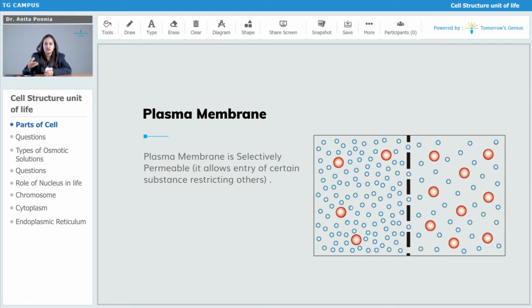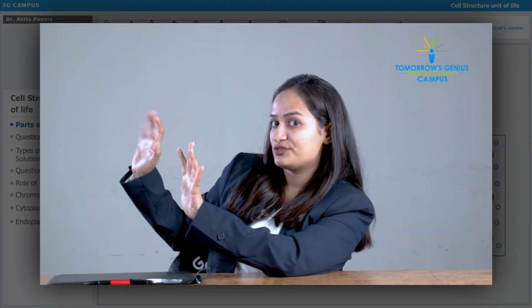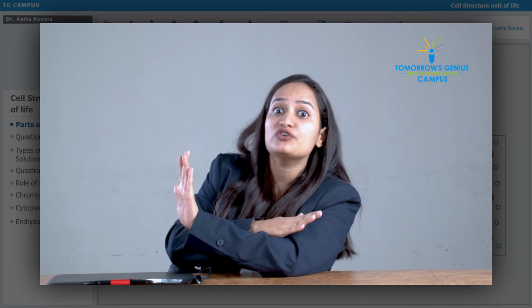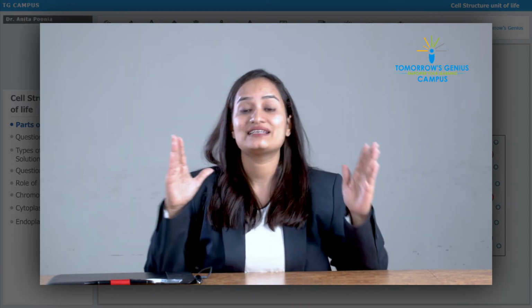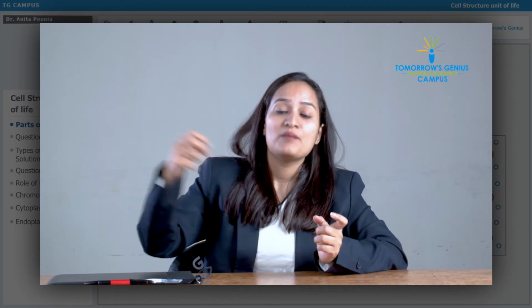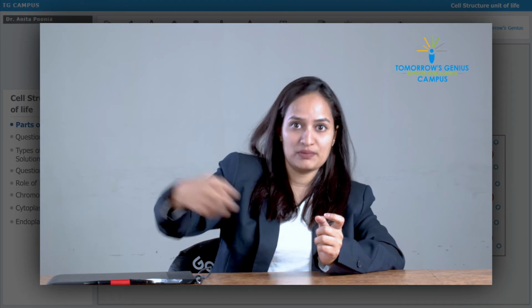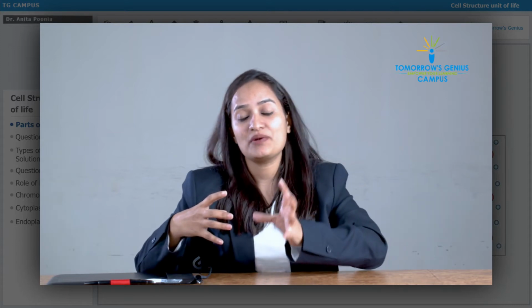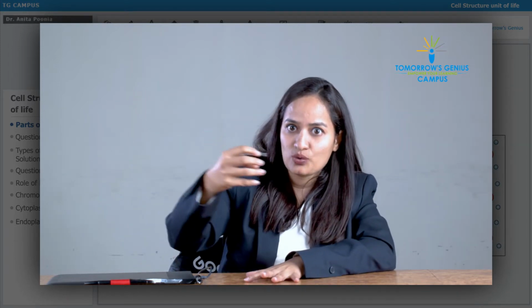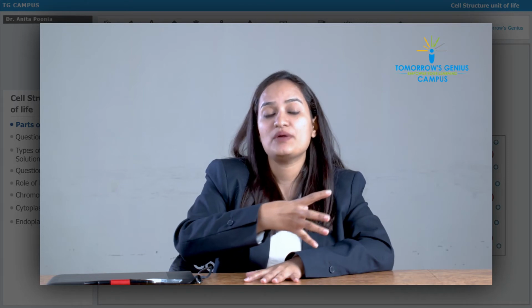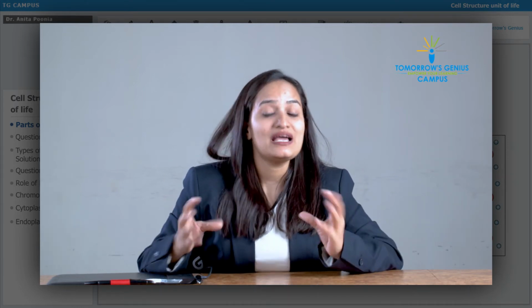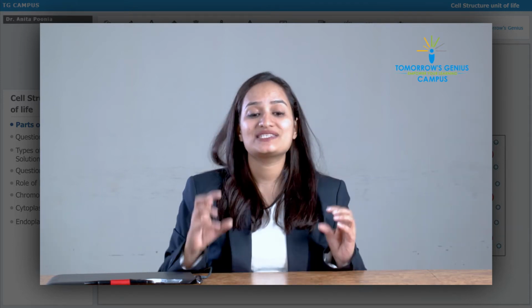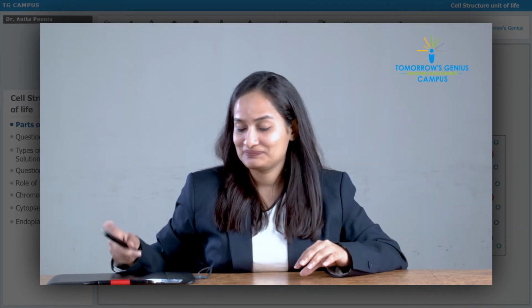So the plasma membrane is selectively permeable. It allows the entry of just certain substances, restricting the others. Say there are 100 things wanting to get into the cell. No, it's not going to allow that. It will just take 10 of them. It's partial. Permeable means allowing permeability, and selectively permeable means it is selecting who can enter. So the plasma membrane allows the entry of certain substances, restricting the entry of others.